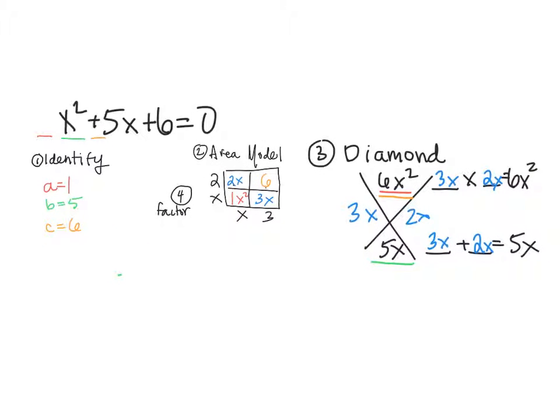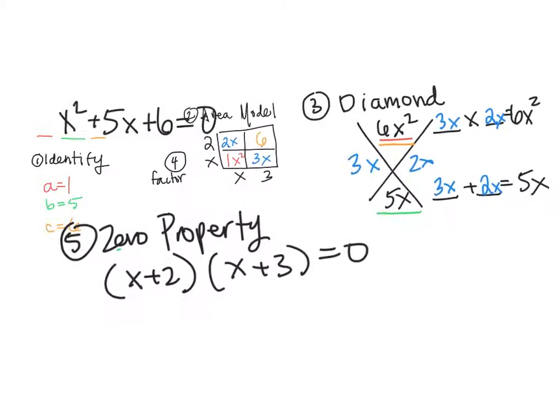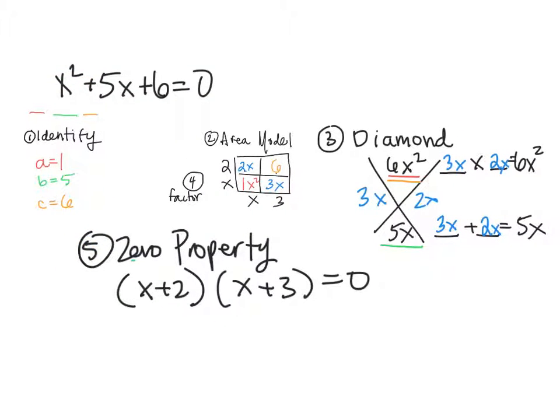I'm going to say step 5 is going to be to use the zero property. Now this is going to tell us that x plus 2 times x plus 3 equals 0. Where do these numbers come from? x plus 2, x plus 2, x plus 3, x plus 3. Let me scoot everything up.